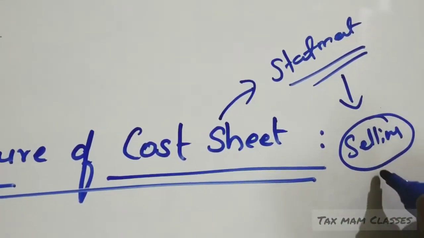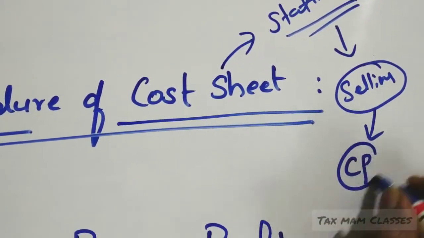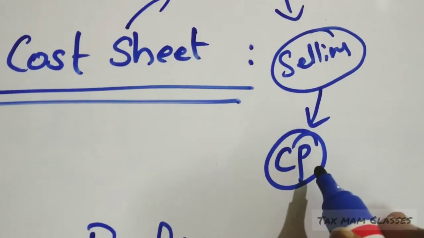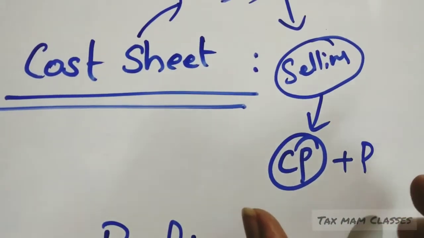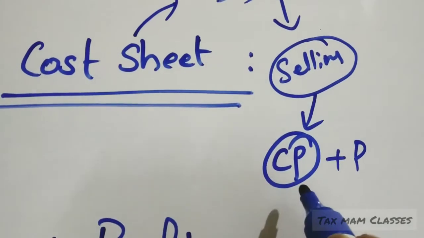How will they determine it? First of all, they will analyze the total cost price, CP. I am writing it as CP. They will analyze the total cost price they are getting. For that, they will add some profit and sell that product in the market at a price called the selling price.